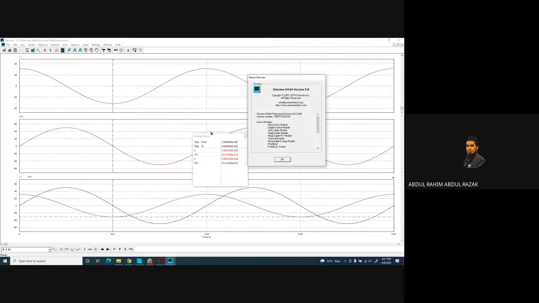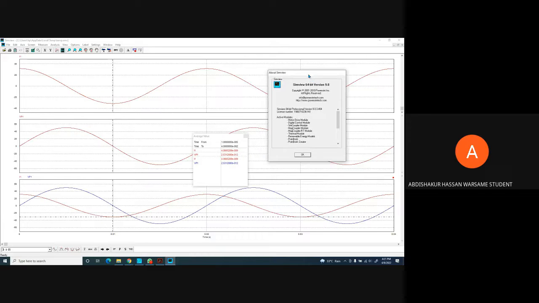Never mind. For this version, actually, this is the old version. We don't have X1 and X2, meaning it reads directly from zero, from the start of your simulation up to 0.04.